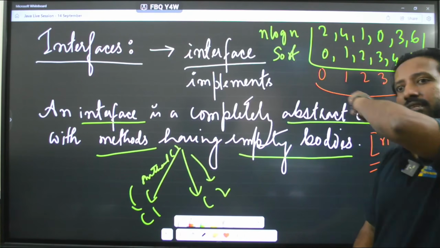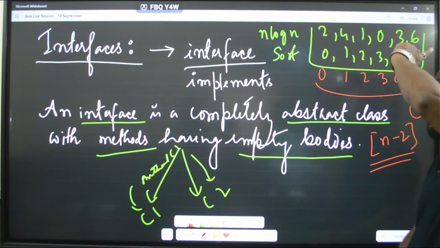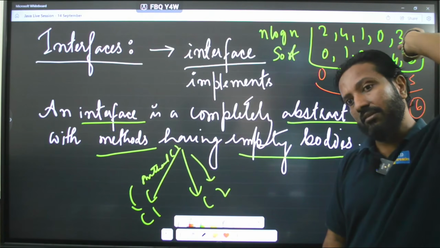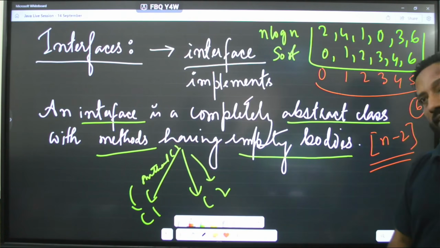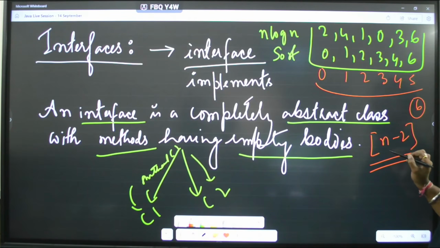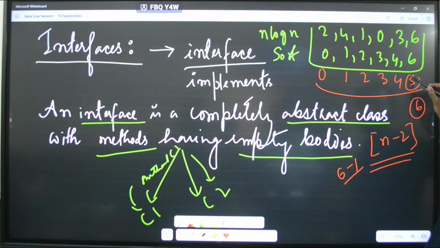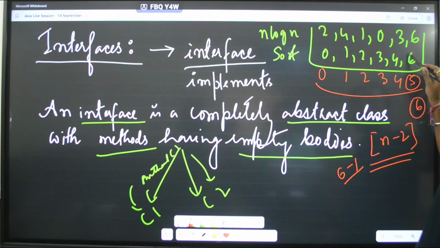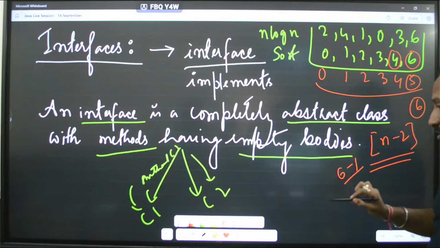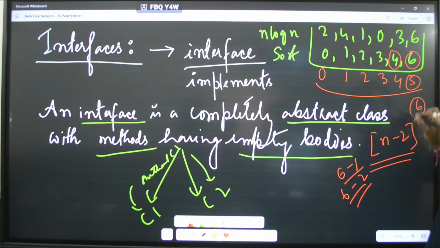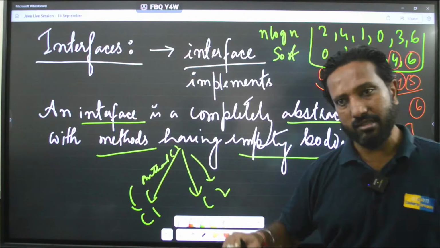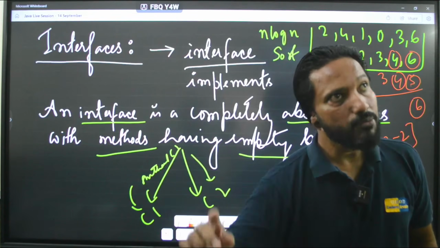Sort the array, then return the second largest element. That means from the last, return the second element. So, it will be n minus 2, because n minus 1 is this, 6 minus 1 will give you this element. I do not want that, I want this one, the second largest. So, it will be 6 minus 2, that is index number 4. This is the answer. Okay. Hope you have understood this.